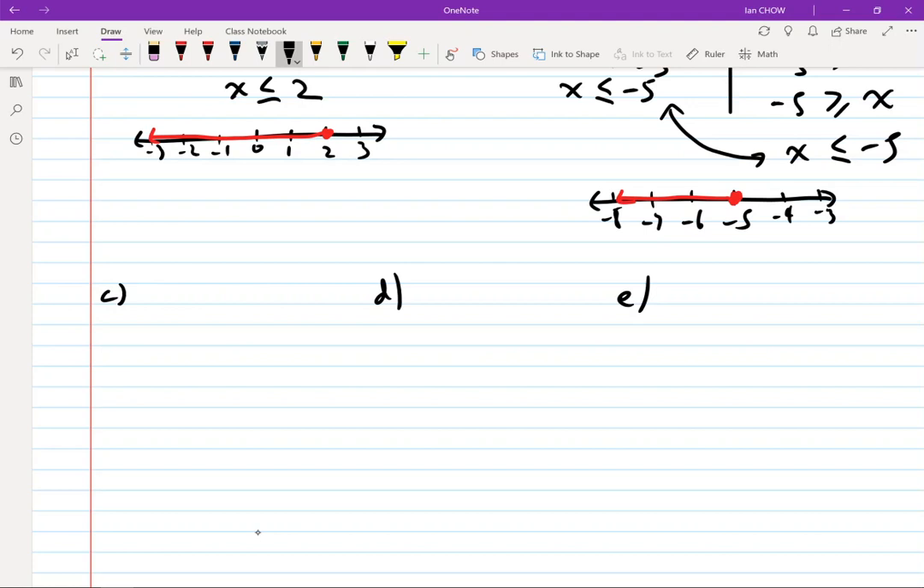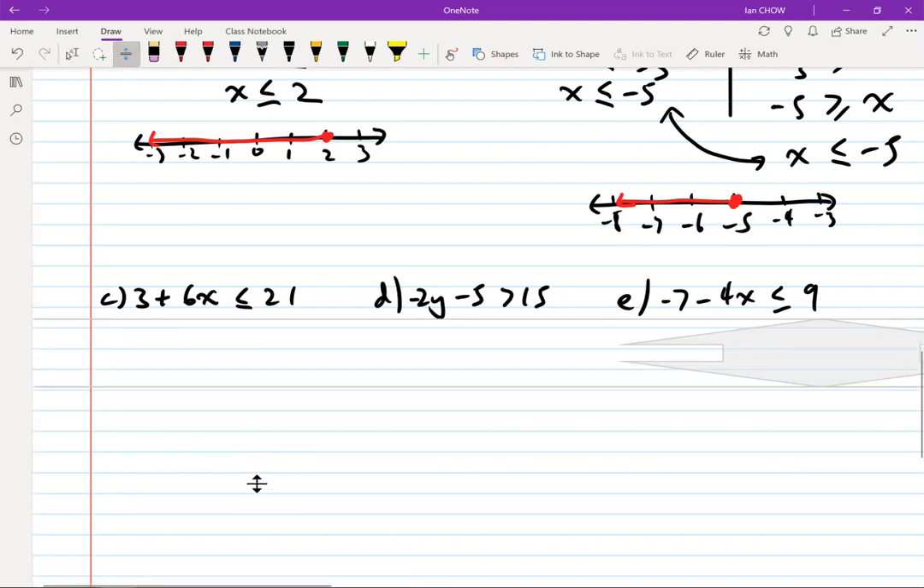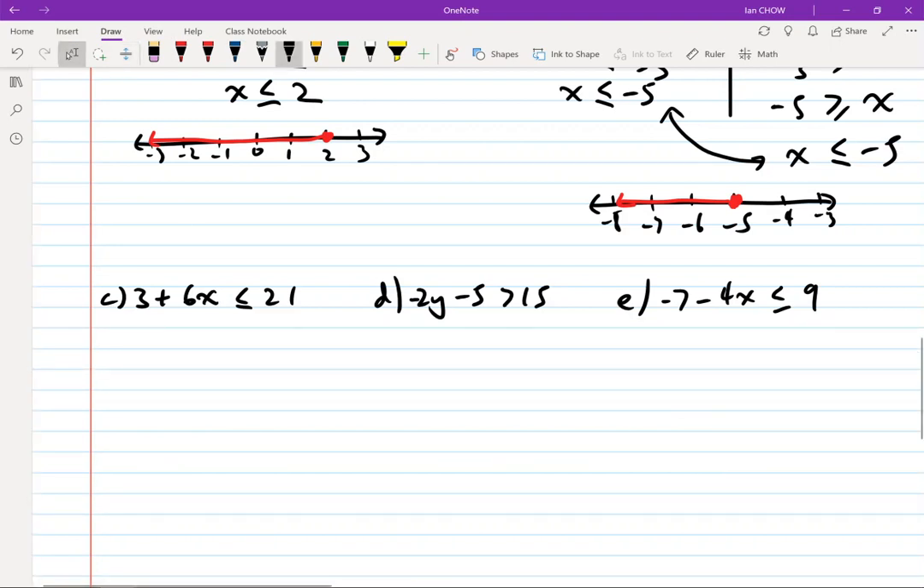So let's say that we have 3 plus 6x is less than or equal to 21. And then for D, we have minus 2y minus 5 is greater than 15. And then for the last one, E, let's say that we have negative 7 minus 4x is less than or equal to 9. So what I want you to do is try and solve all 3 of these inequalities on your own first. Make sure you also graph the solution. So you want to solve and graph the inequalities.